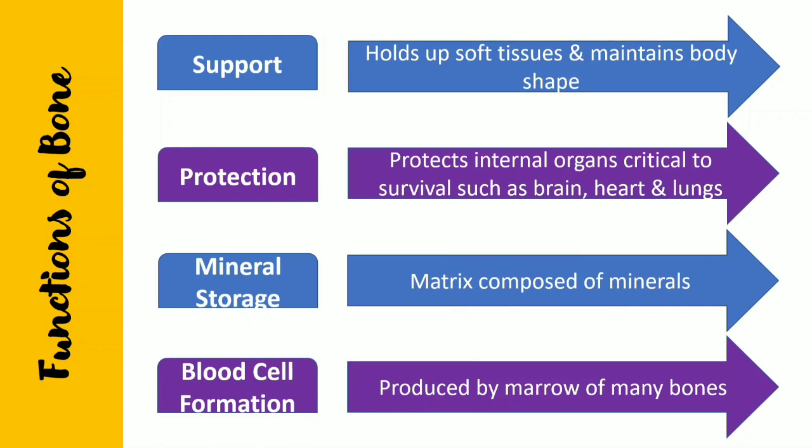Before moving further, let's see the different functions of these components. Starting with the first one, the function of bones. The bone is very helpful for the support of our body. It gives a shape to our body. Different parts, especially the upper parts, are held or supported by the bones. Second function is protection. Different organs present in our body are protected with the help of bones.